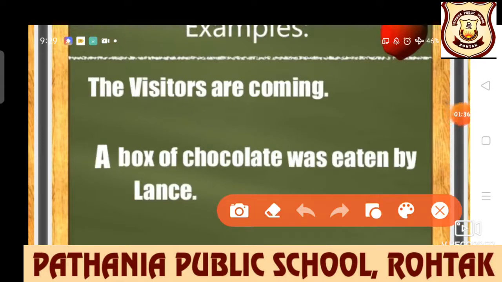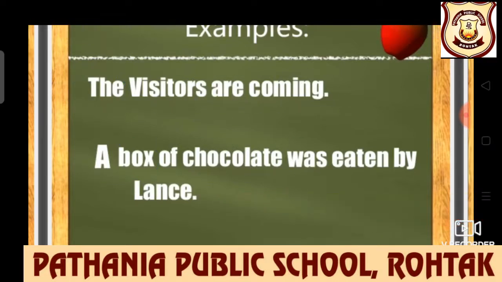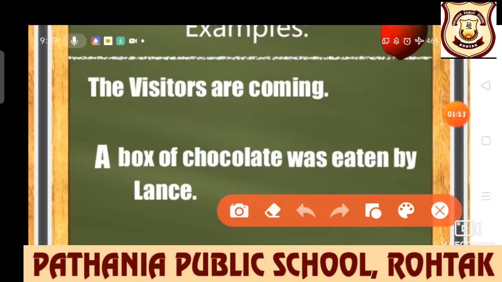Here we have two more examples. The visitors are coming. Since it is a plural noun, the article the will be used. A box of chocolate was eaten by Lance. Here, box is singular. Moreover, B is a consonant, so obviously the article a will be used.